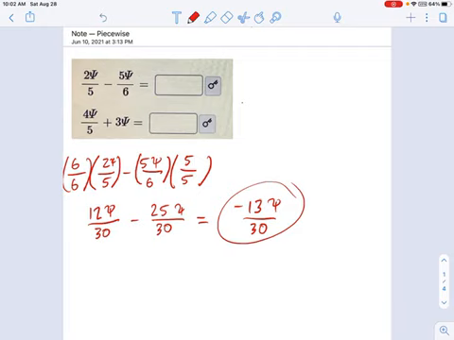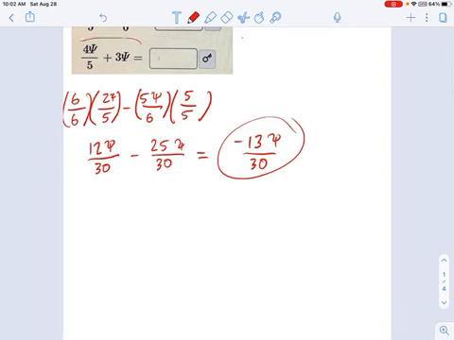Now, the next one might look a little more complicated because it almost seems like it's not a fraction, but maybe you should rethink it. 4 psi over 5 plus 3 psi. Well, what's the denominator? It's just 1. It's not written because you don't need to say divided by 1, but that's really what's going on here.